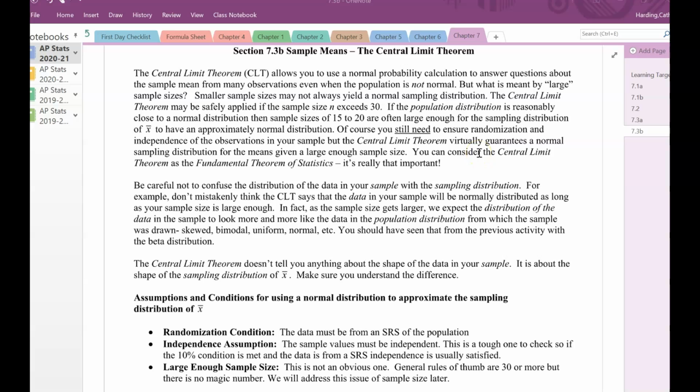You still need to ensure all of your other conditions to apply the central limit theorem, but you may see from time to time that we call it good enough for smaller sample sizes, and that would be because the population is very closely normal to begin with.